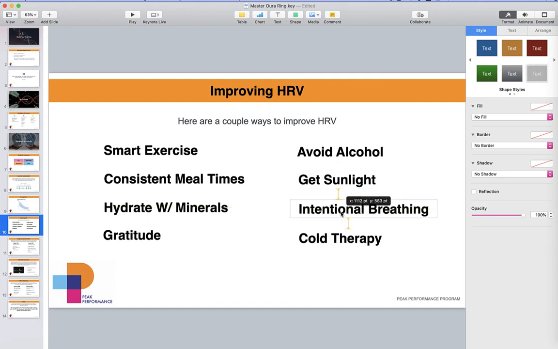And then intentional breathing. Intentional breathing and cold therapy both activate your vagus nerve, as well as the gratitude. All of these things play into the positive mindset, activating the vagus nerve, activating the rest and digest nervous system. And all of these things will be beneficial in improving your HRV and overall nervous system.